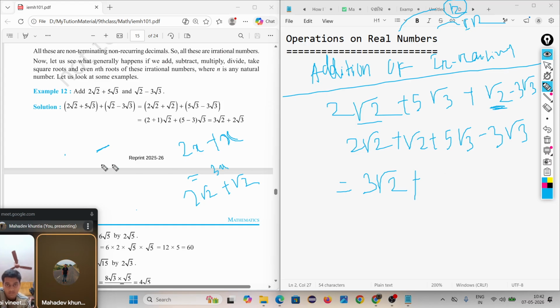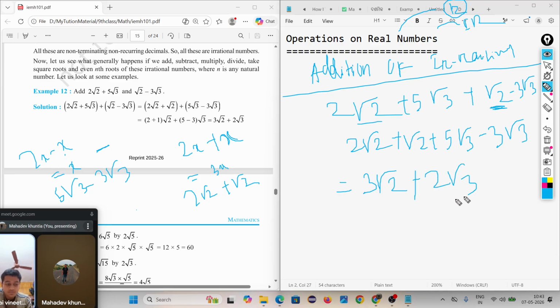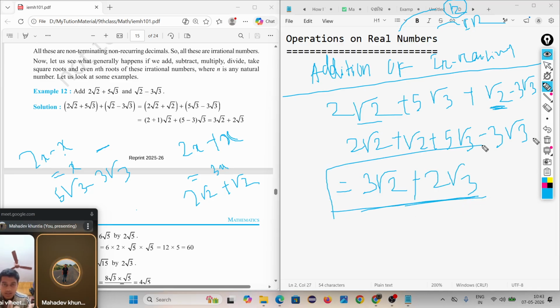Plus, same, 2x minus x, your answer will be how much? x. Same thing: 5 root 3 minus 3 root 3, 2 root 3. Do you understand? And here we never add, because different terms, different variables. Like, can you add 2x plus 3z? No, because the variables are different. Here also, root 2 and root 3, so we can never simplify it.